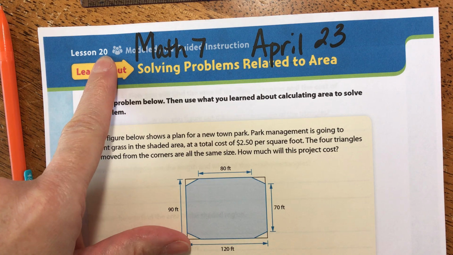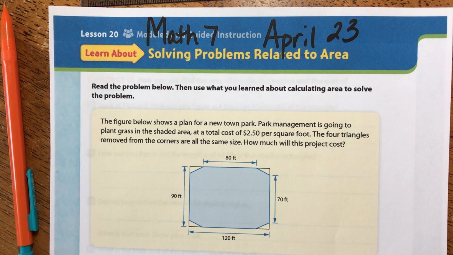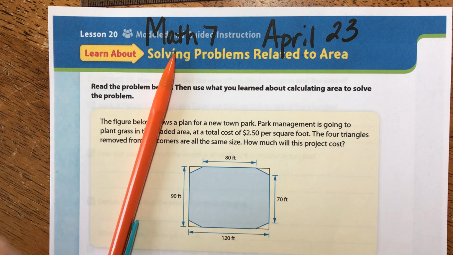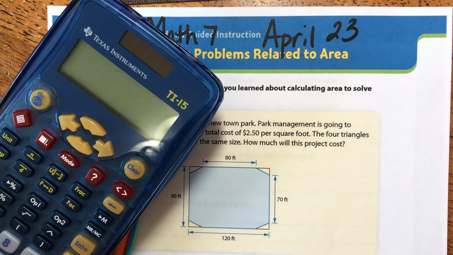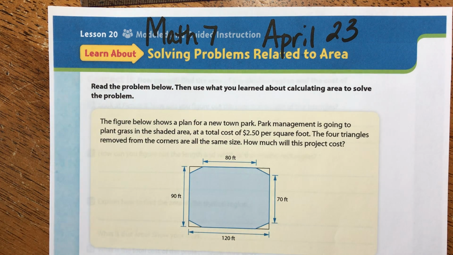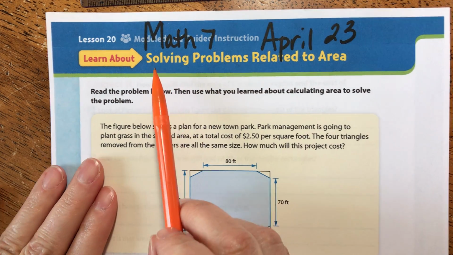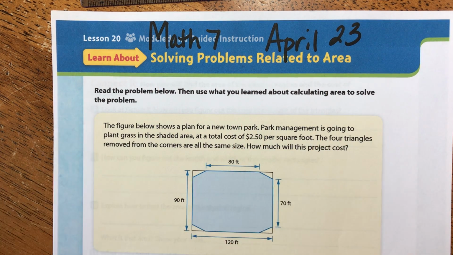We are in lesson 19, and today we'll be working in your practice and problem solving book. I'm on page 198 and 199. For the lesson today, you need a pencil and how about a calculator? So go grab something to use for a calculator. Okay, are you ready? All right, so we're going to be solving some more problems related to area.